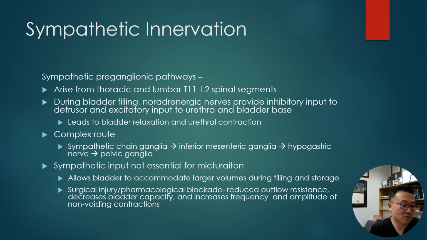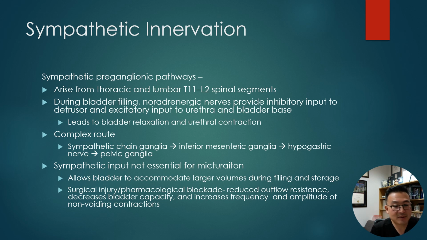The sympathetics do run through a complex route. It starts at the sympathetic chain ganglia, running through the inferior mesenteric ganglia to the hypogastric nerve and the pelvic ganglia. So the sympathetics are really mediated through the hypogastric nerve.